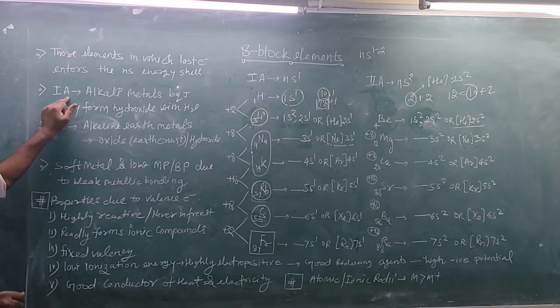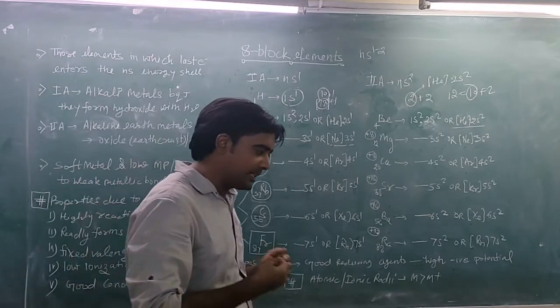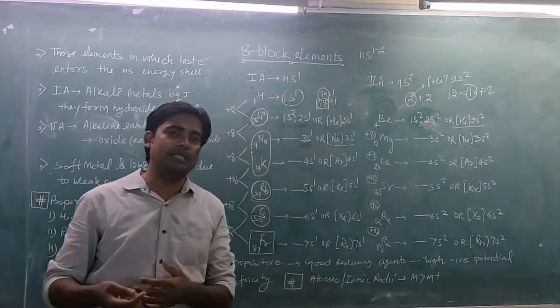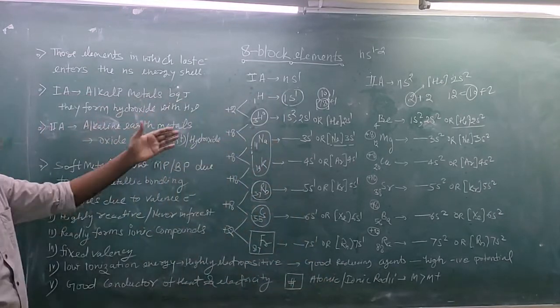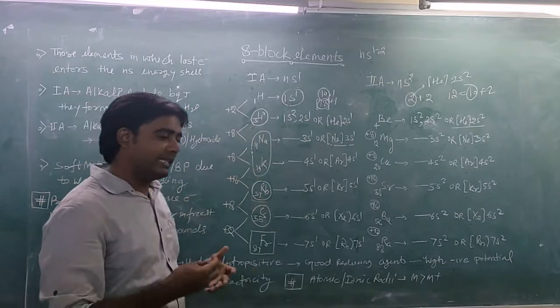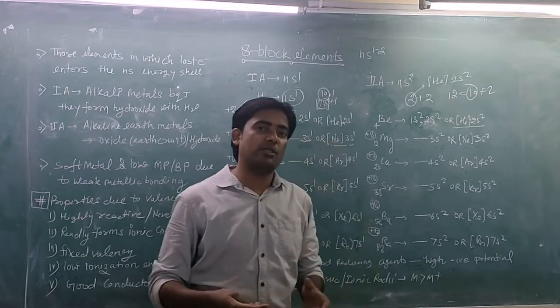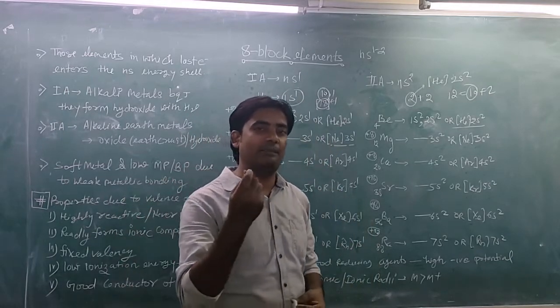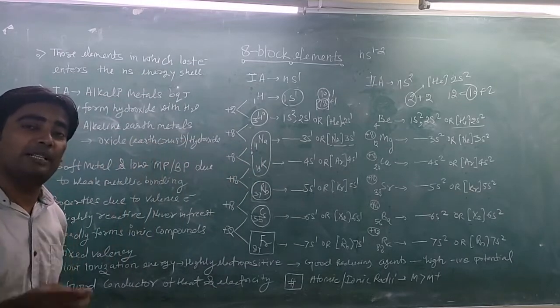Now the second point is that the first A group elements are known as alkali metals. Why? Because first group elements like lithium, potassium and sodium, when they react with water, form hydroxides, which give a strongly alkaline medium, strongly alkaline in nature. So the first A group elements are known as alkali metals.